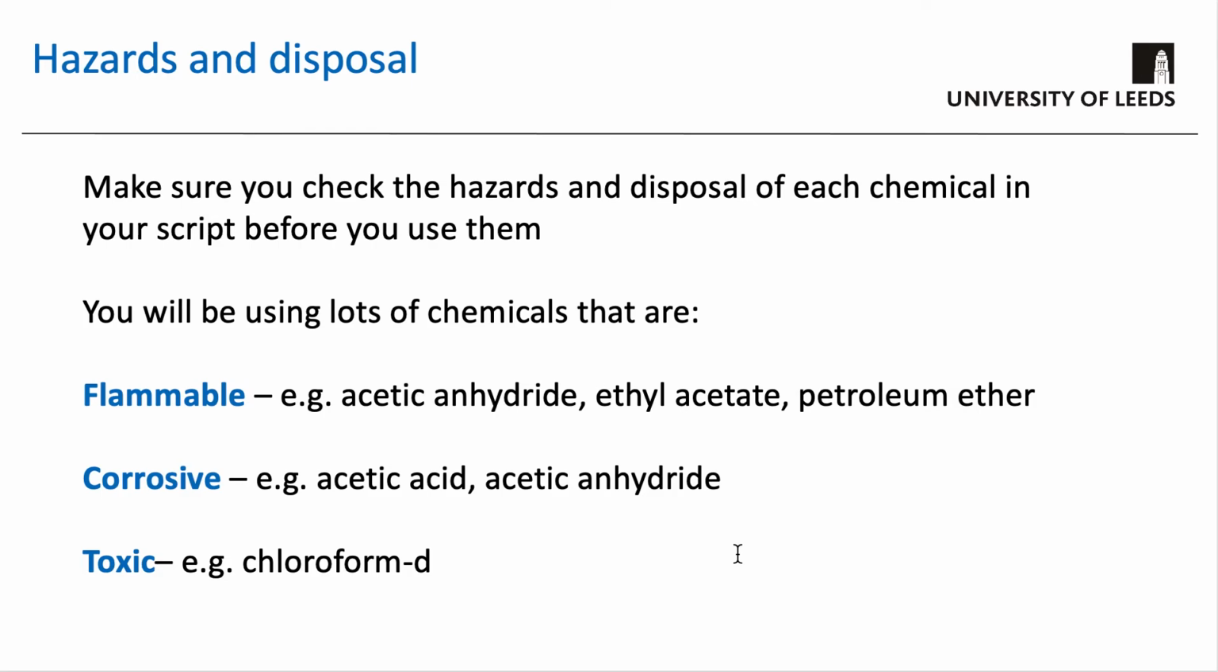So this is a summary of the hazards of the chemicals that you're using, but this by no means fully covers all the information that's in your script, so you do have to look at your script to fully understand and appreciate the hazards. But you're using flammable chemicals such as acetic anhydride, ethyl acetate, petroleum ether. Some of these chemicals you're using are corrosive, such as acetic acid and acetic anhydride, so make sure you're wearing appropriate protective equipment like gloves.